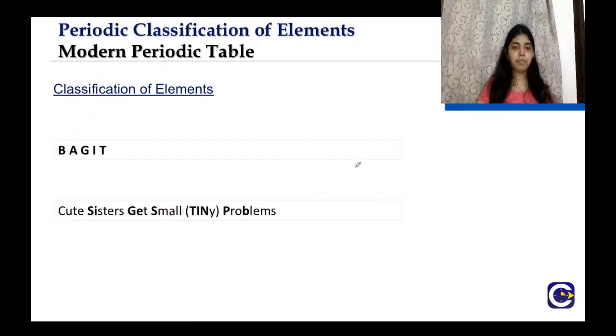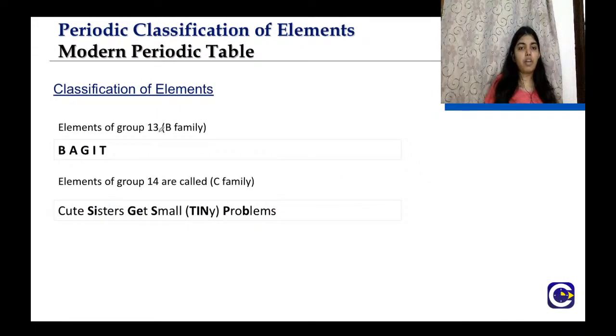Now, see here, this is for elements of group 13 that are known as the boron family. You can remember the mnemonic as Baggett: B-A-G-I-T, Baggett. Boron, aluminium, gallium, indium, thallium.